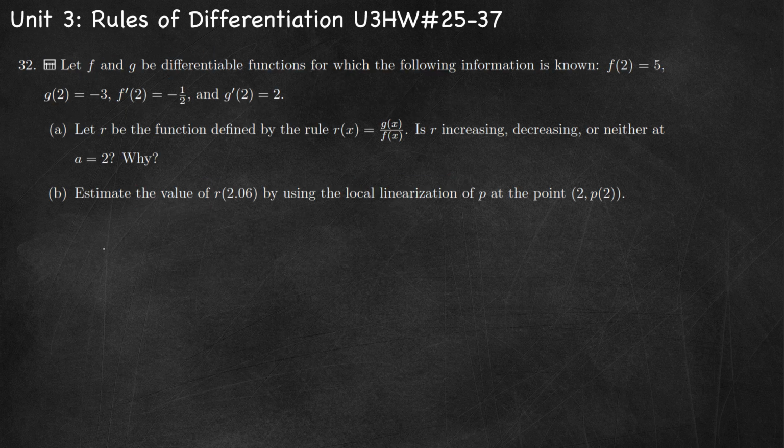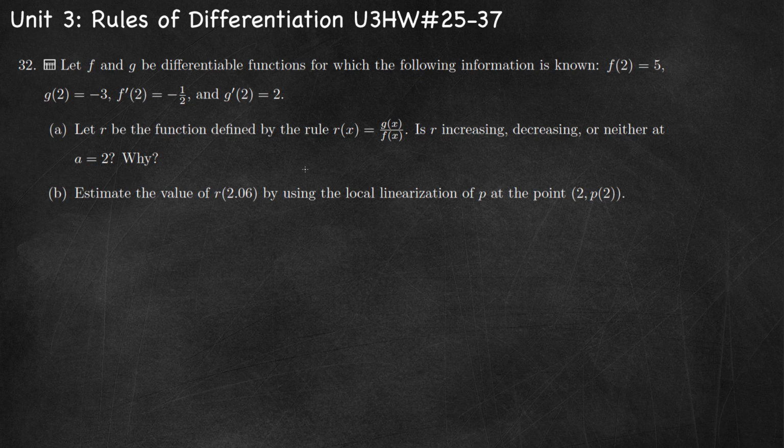Number 32. Let f and g be differentiable functions for which the following information is known. f of 2 equals 5, g of 2 is negative 3, f prime of 2 is negative 1/2, and g prime of 2 is 2. Let r be the function defined by r of x equals g of x over f of x. Is r increasing, decreasing, or neither at a equals 2?